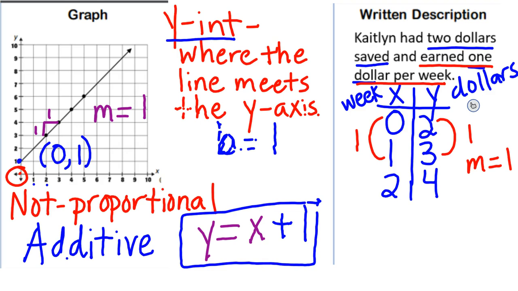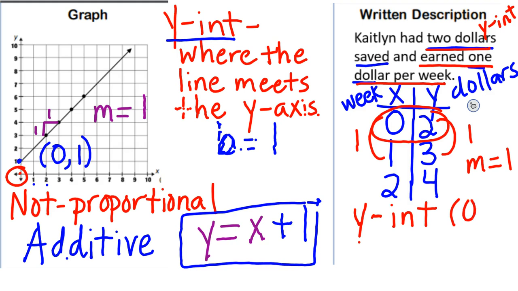Okay, and if she just earned $1 per week and she started with nothing, this would be proportional, but it's not. So our y-intercept is going to be what she started with. Our y-intercept is the starting point of the graph, the value of y when x is 0. So our y-intercept is that 2, because she's starting with $2. It's not proportional, so now we've got a starting point. So our y-intercept is 0, 2. That's where the graph hits the y-axis.